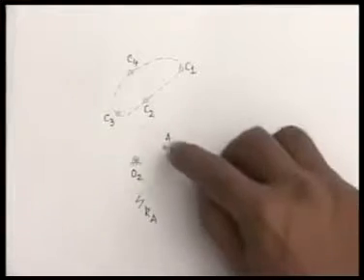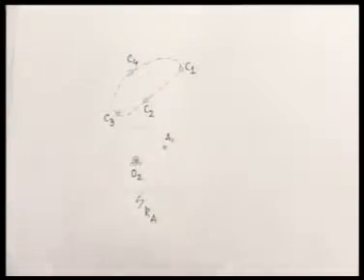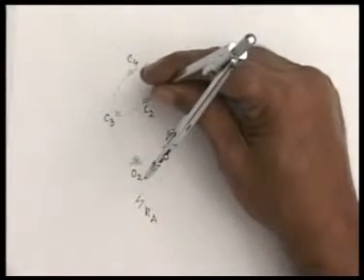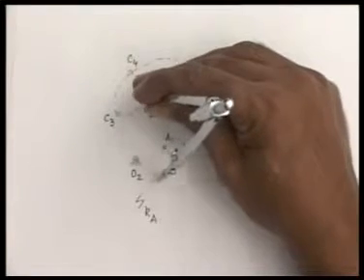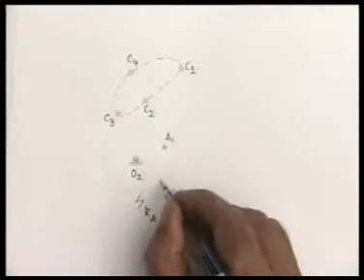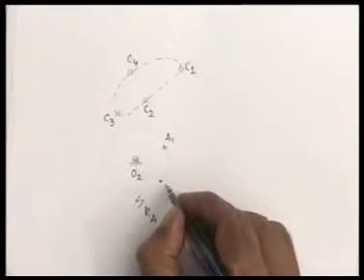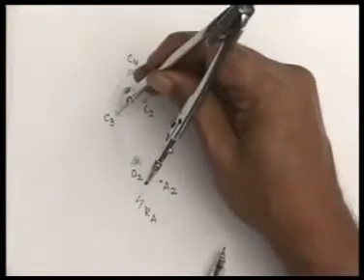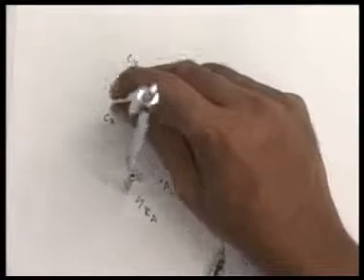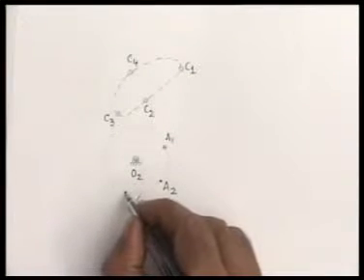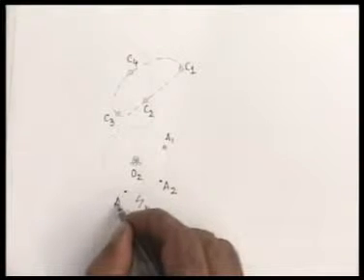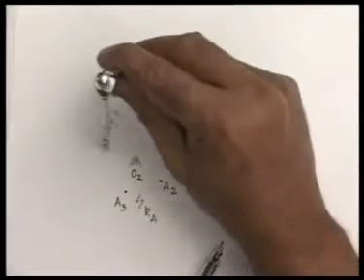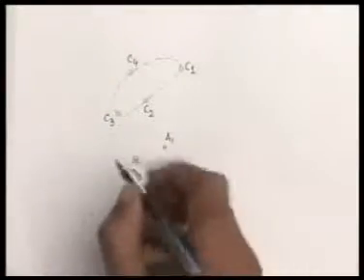Now, to locate the location of A corresponding to the second configuration, when C comes to C2, what do I do? I measure C1A1, which does not change. So from C2 I draw this circle and I get the location A2. Similarly, from C3, using the same link length AC, I get A3, and from C4 I get A4.